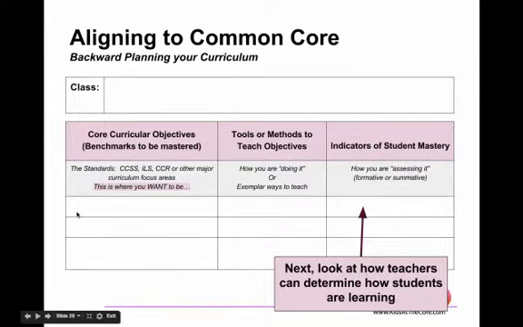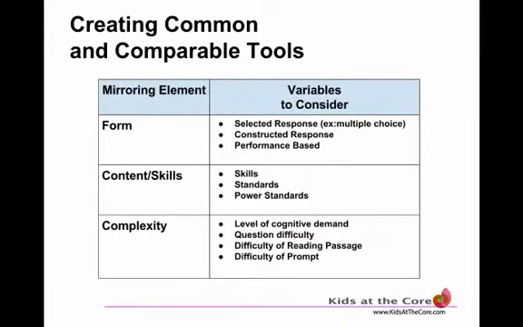So after we've identified those essential skills, it's time for teachers to start thinking about how students are learning and how we can assess that learning. If you're going to make your assessments comparable, they really need to be comparable in three major ways: form, content, and complexity. Form means we're talking about the type of the assessment. So is it multiple choice, or is it fill in the blank, or is it free response? Those are different kinds of variables. We want to keep those variables consistent.